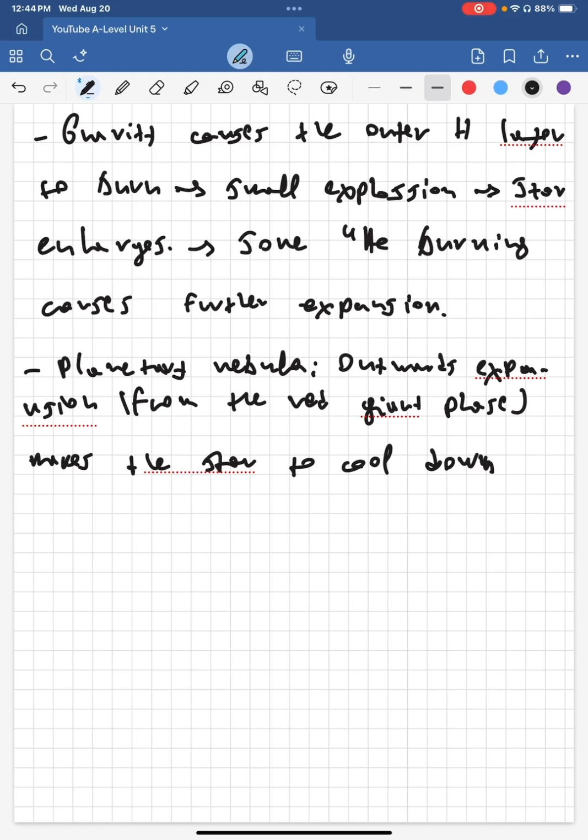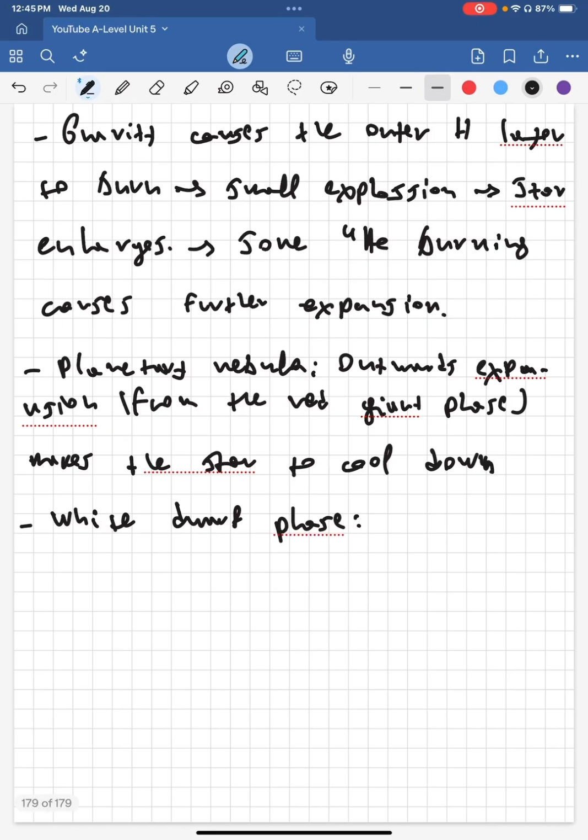Okay, and also when the star enters its planetary nebula phase, some of the burning, like the hydrogen burning in the outer layers of the star, stops. And because it expands so much, it covers a larger surface area. It has a much larger surface area, so it emits away lots of energy, so it cools down. Okay, and eventually we reach the white dwarf phase.